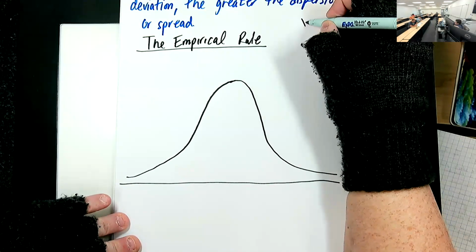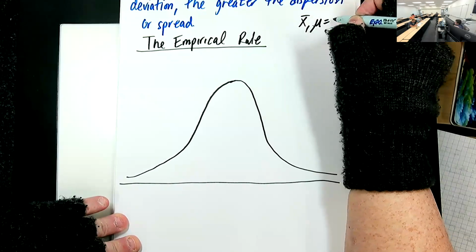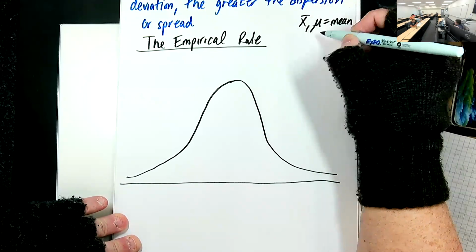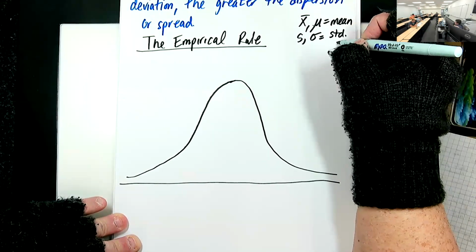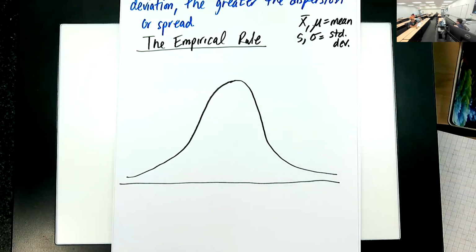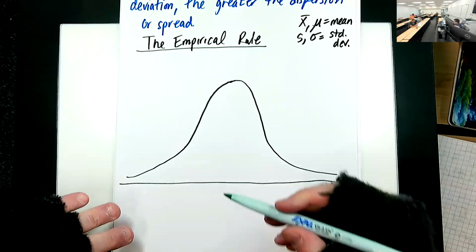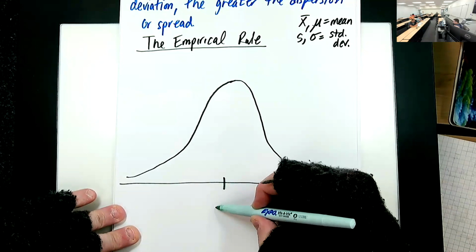Now recall X bar and mu are mean. S and sigma are standard deviation, whether it's for sample or population. I tend to use the Greek letters here, even though when we're actually doing the assignments, we're usually using the regular letters. Mu on the bell graph, the mean is always in the middle.